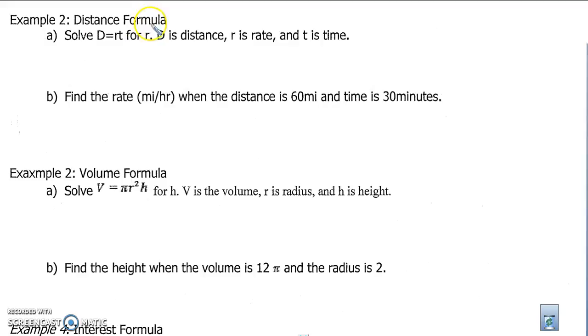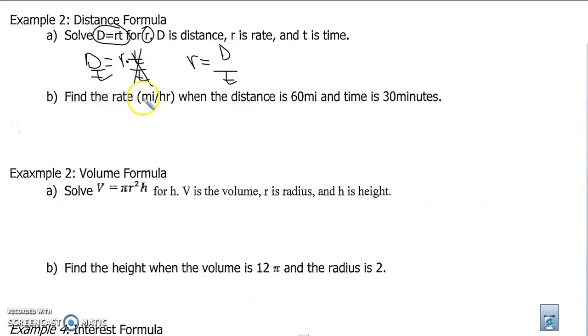Example 2, this is a formula. Solve D equals RT for R. D is distance, R is rate, and T is time. So this is the formula for distance. We're solving for R. So we're going to write the formula, which is D equals R times T. And then we're going to solve for R. We're going to isolate R and move everything away from R. So this is times, so the inverse will be divide. So take the T and divide each side by T. This goes away, and R is going to be D divided by T. And that's the new formula for R.